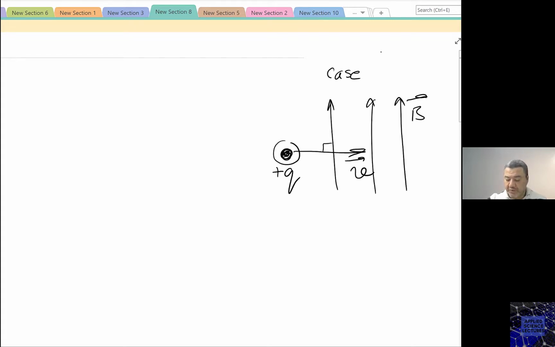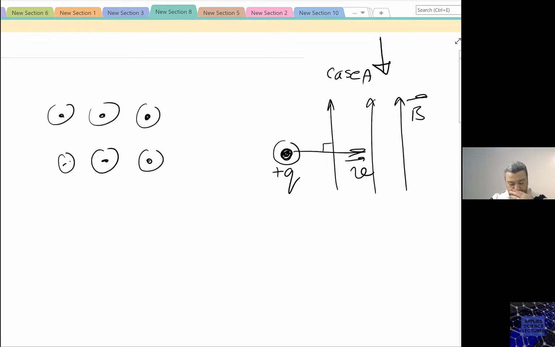Now, if I am to look from the top, what am I gonna see? I will see again for case A, I will see the magnetic field is out of the page, and the charge, the velocity V this way also, and then the force would be pointing, the out of the page is going to look like this.